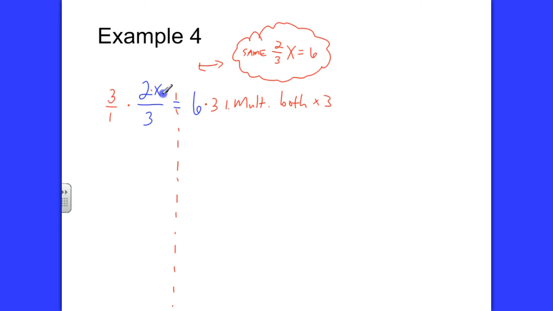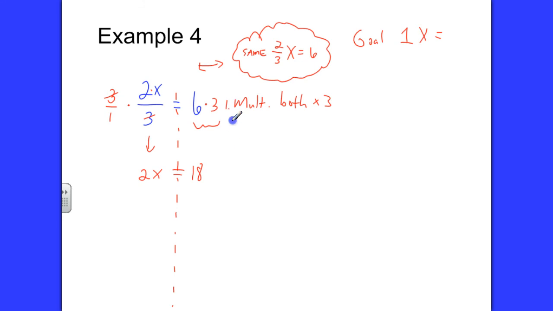Now 3 over 1 is the same as 3, but I'd like to put the 1 there so you can see that the 3 cancels out. So you've gotten rid of that. Remember our goal. Our goal is to get 1x equal. So we canceled out the 3, and you have 2x now. And on the right hand side you have 6 times 3 is 18.